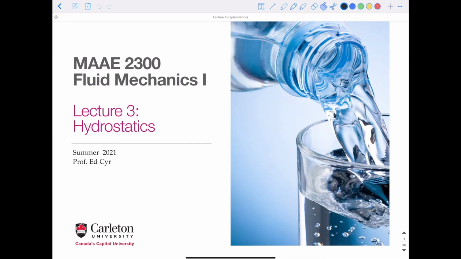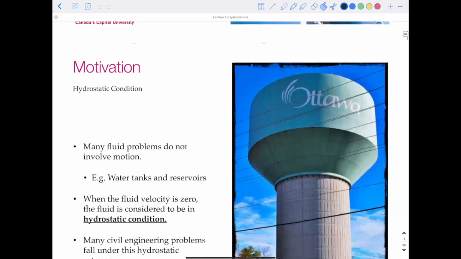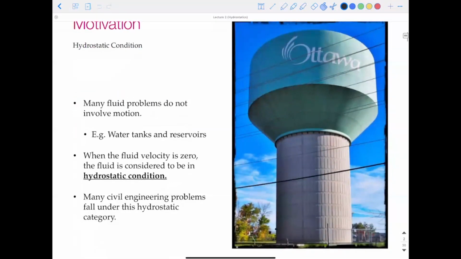So today is going to basically be an introduction and covering some of the basics of hydrostatics, or basically fluids at rest, if you will, or fluids not in motion. This covers a wide range of different types of problems, and a lot of them involve initial calculations or in some way involve hydrostatics, or the hydrostatic condition of fluids. So many fluid problems actually don't involve motion.